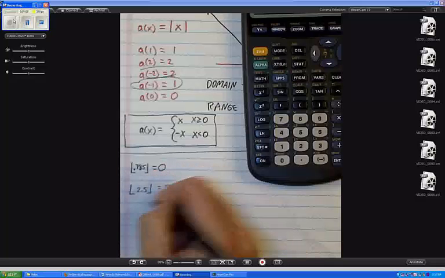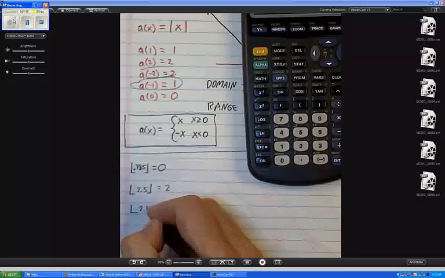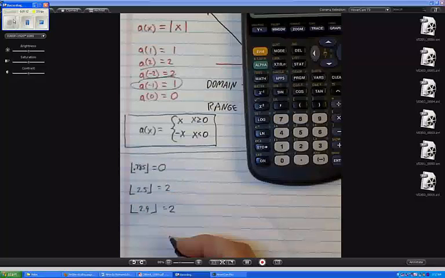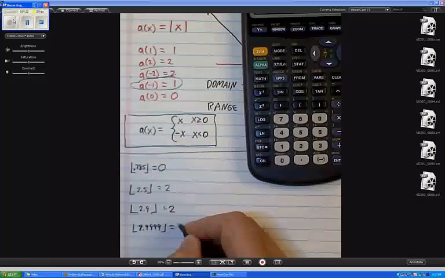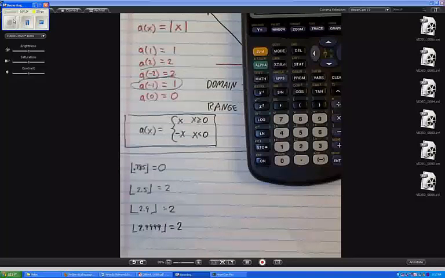The greatest integer of 2.9 is 2. Right? The greatest integer of 2.9999, that sounds German or something, huh? Is 2. Because you have to be less than or equal to that number. 3 is greater than that number.